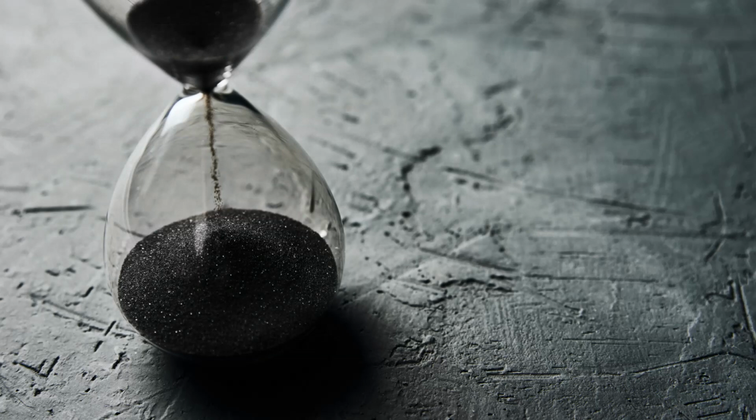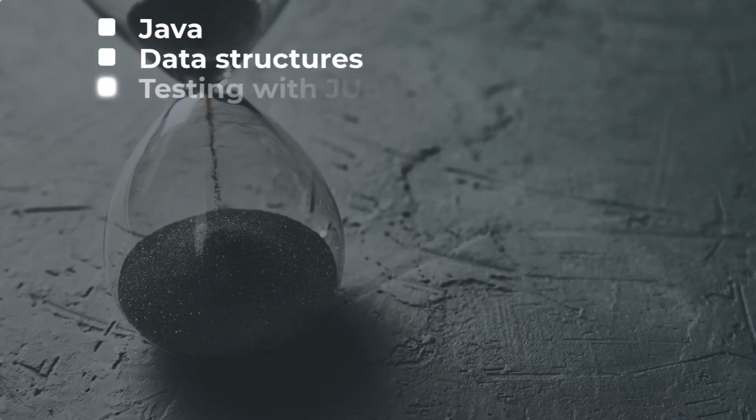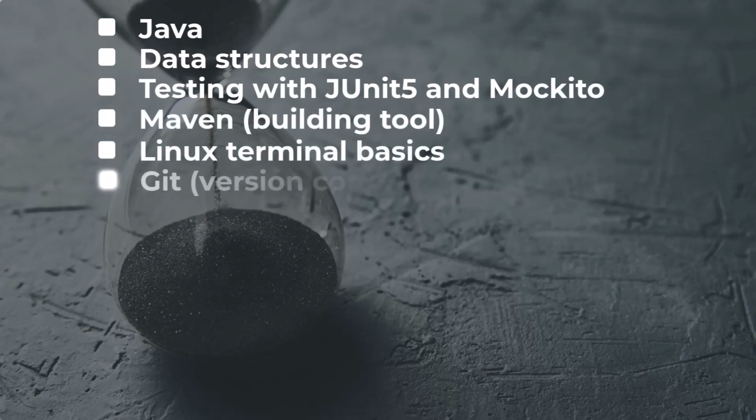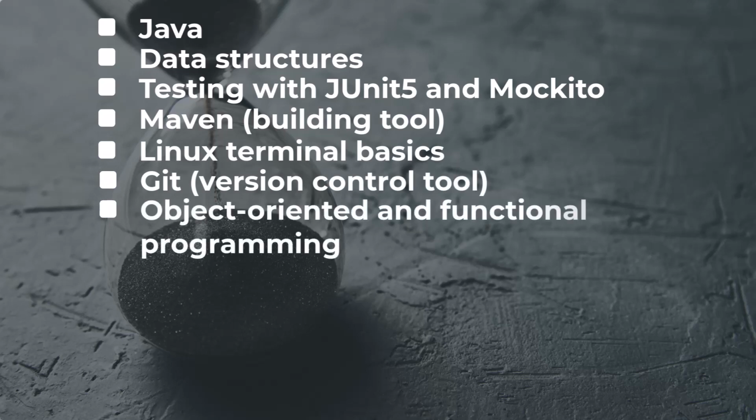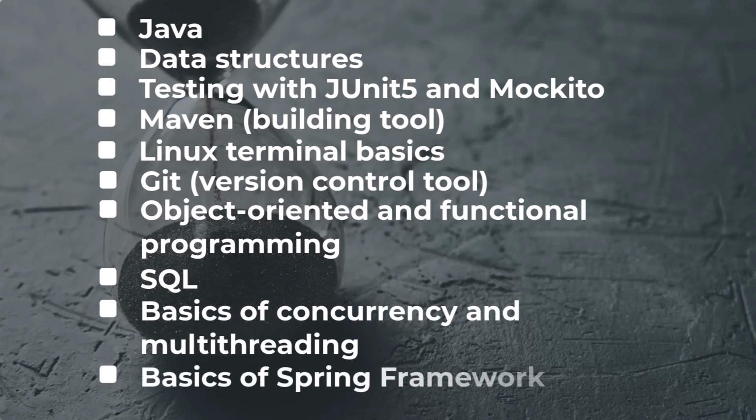In my case, I spent about 800 or 900 hours, but I think that I was quite lucky. Be ready to spend more hours learning. In my case, these 800 to 900 hours included learning not only Java but also basics of data structures, testing with JUnit 5 and Mockito, Maven, terminal basics, Git, basics of object-oriented programming, basics of functional programming, Java Stream API, SQL, basics of concurrency and multithreading, and some basics of Spring Framework.